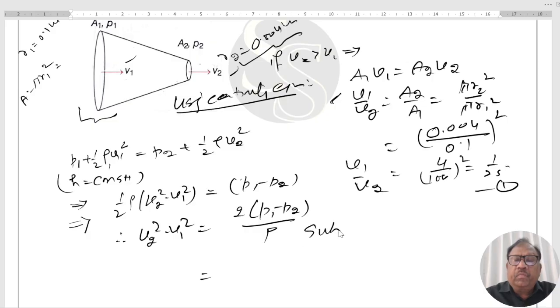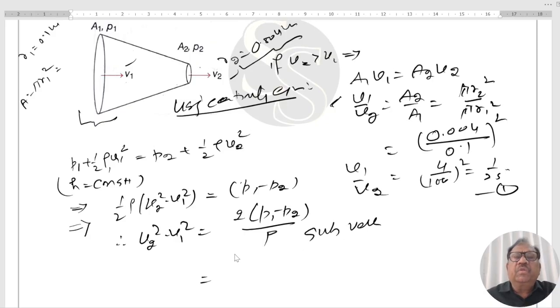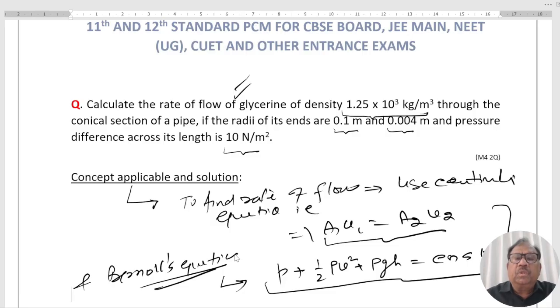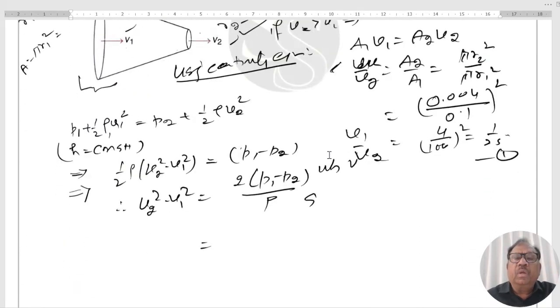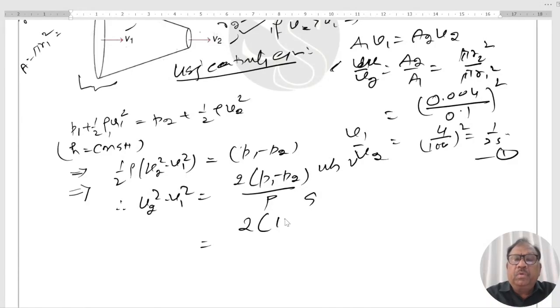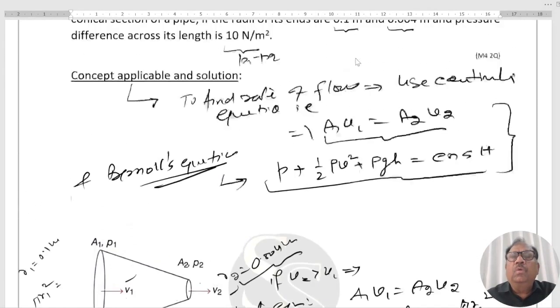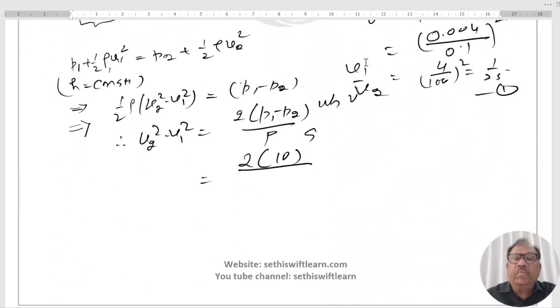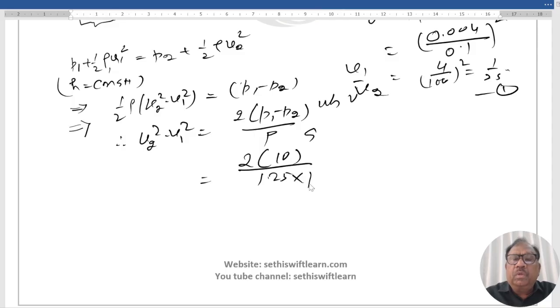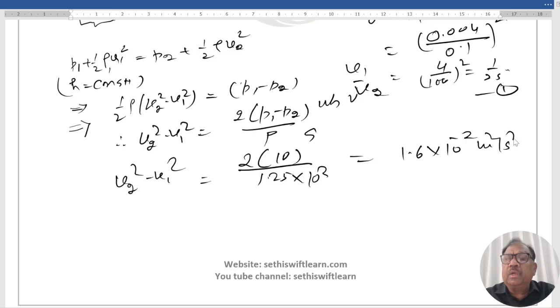Substituting values, pressure difference is given to 10 Newton per meter square. This is P1, P2, P1 minus P2. Twice into 10 divided by rho. Rho is 1.25 into 10 raised to power 3. From this V2 square minus V1 square comes out to be, on simplification, 1.6 into 10 to the power minus 2. This is V square, meter square per second square.